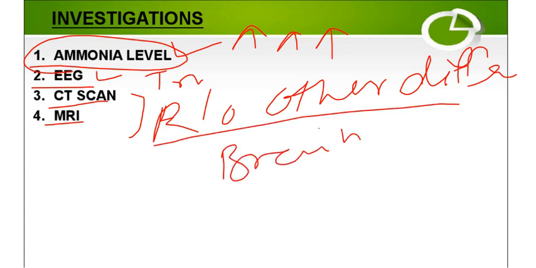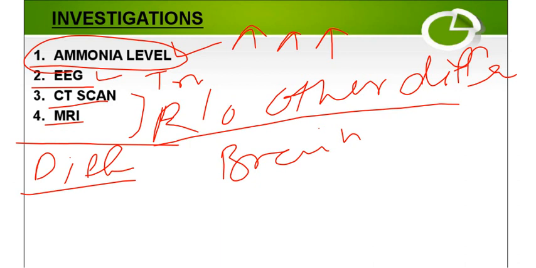Now for the differentials, you have to do the investigations for the differential diagnosis, which should be ruled out in case of altered mental status. So we will not discuss them, we will only be discussing the specific investigation which should be done. Okay, after investigation, these are the differentials.